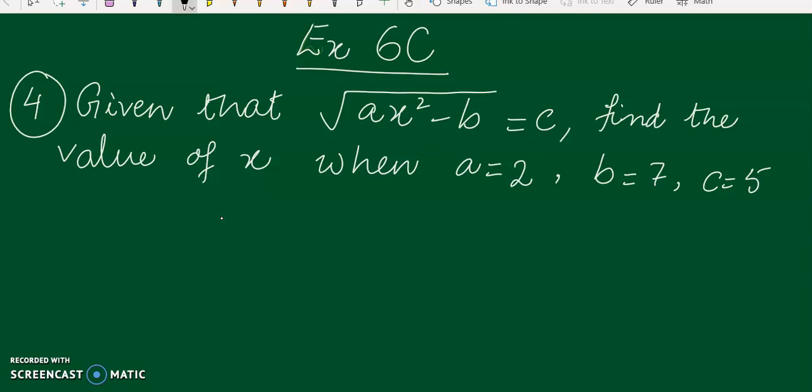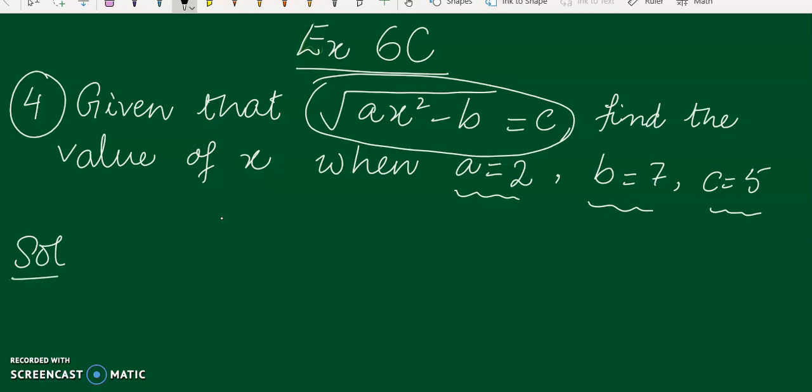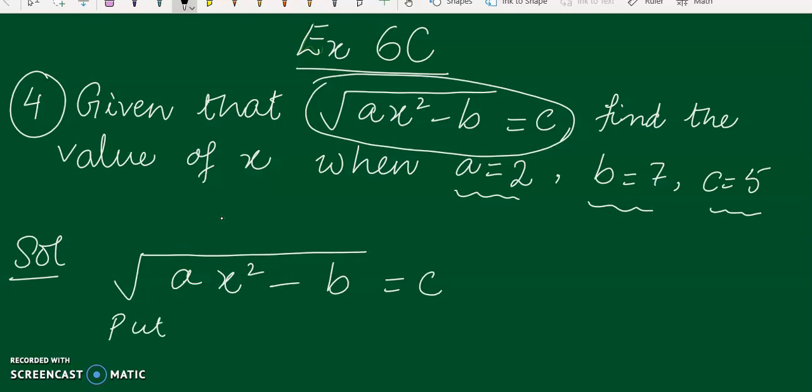Given that square root of ax square minus b is equal to c, find the value of x when a is equal to 2, b is equal to 7 and c is equal to 5. So, हमें 3 values given हैं a, b और c और एक equation given है which is this one. So what we have to do, it is very simple. We will write out this equation ax square minus b is equal to c and put the values in it.